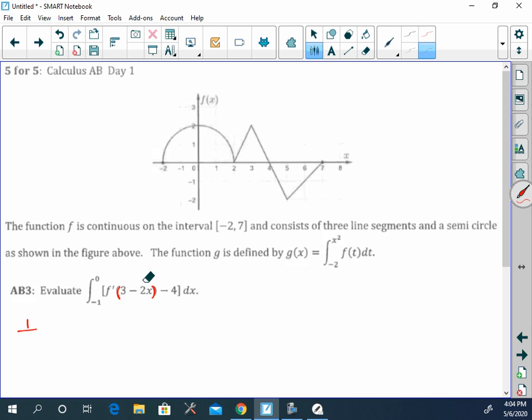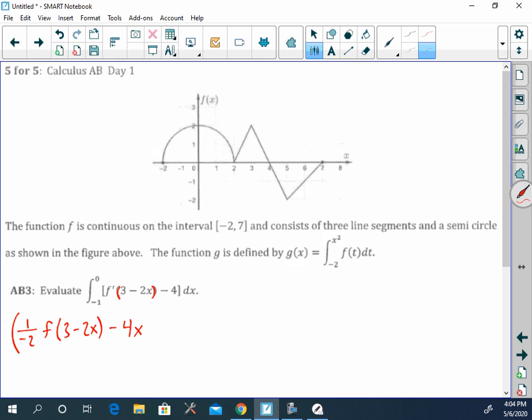So our slope of this linear function is -2. So we're going to do 1 over -2 out front. And then the antiderivative of f prime is just going to be f. So we've got f of that 3 minus 2x. And then this isn't just minus 4 anymore. It's going to be minus 4x because we're doing an antiderivative, not a derivative.